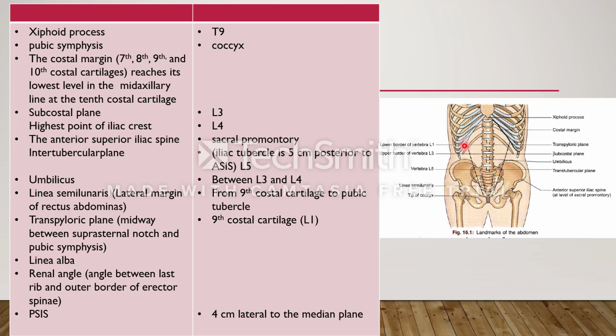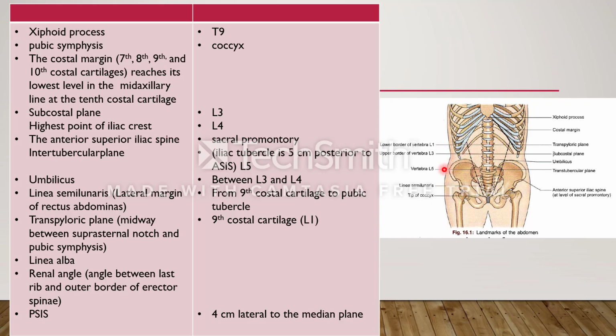Then the costal margin. See here, this is the costal margin. This is the costal cartilage of the 7th, then 8th, 9th and 10th rib, and this is the inferior point of the costal margin. If we draw one imaginary line joining the inferior part of the costal margin, this line lies at the level of L3. See here, this is the third lumbar vertebral level because this is the inferior plane of the costal margin. This is named as the subcostal plane. It lies at the level of L3.